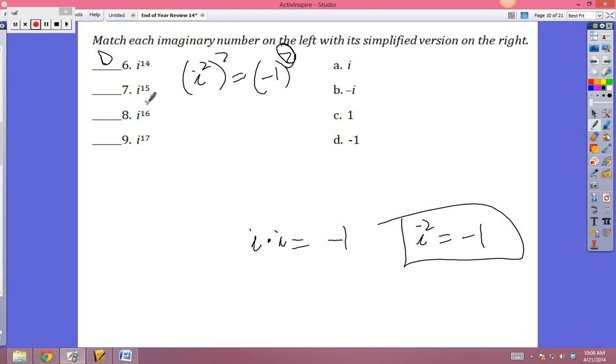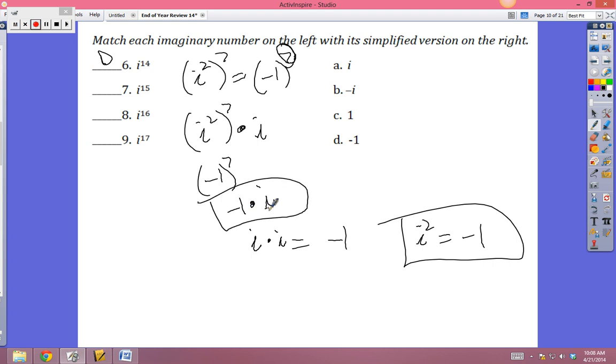So if there's 15 imaginaries, how many squares are in 15? It's kind of the same. There's going to be 7 squares in 15, but then there's going to be 1 left over. So 7 squares, that's a -1 times itself 7 times, which is just a -1. But now you got to times it by this 1 imaginary left over. So -1 times an imaginary is going to be a negative imaginary.